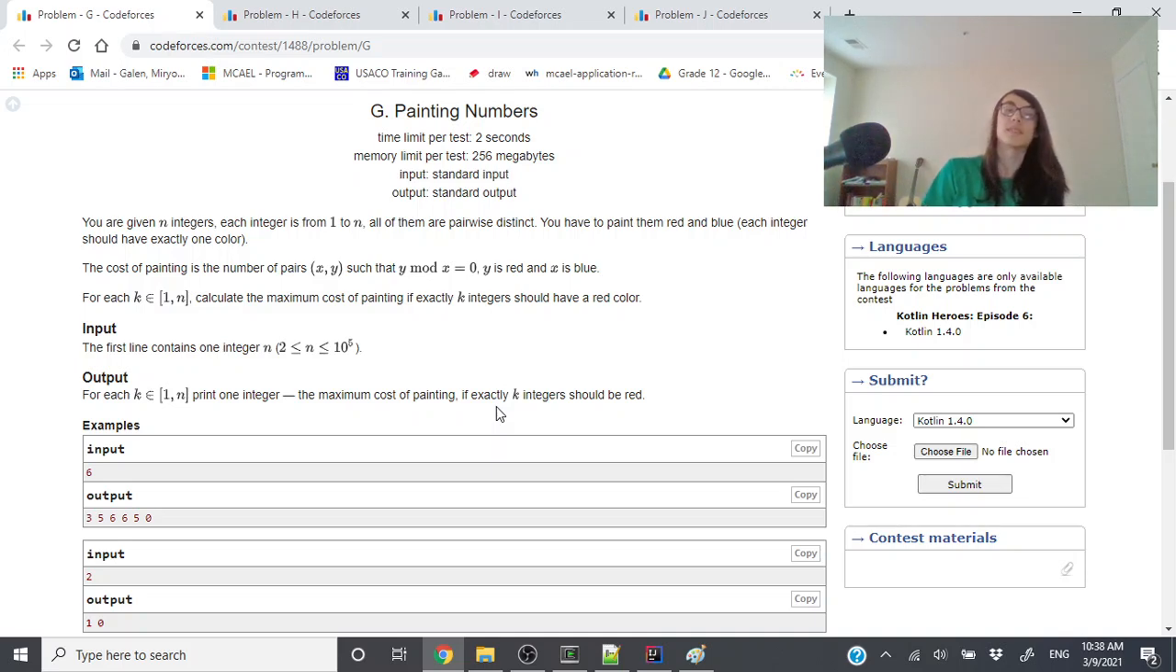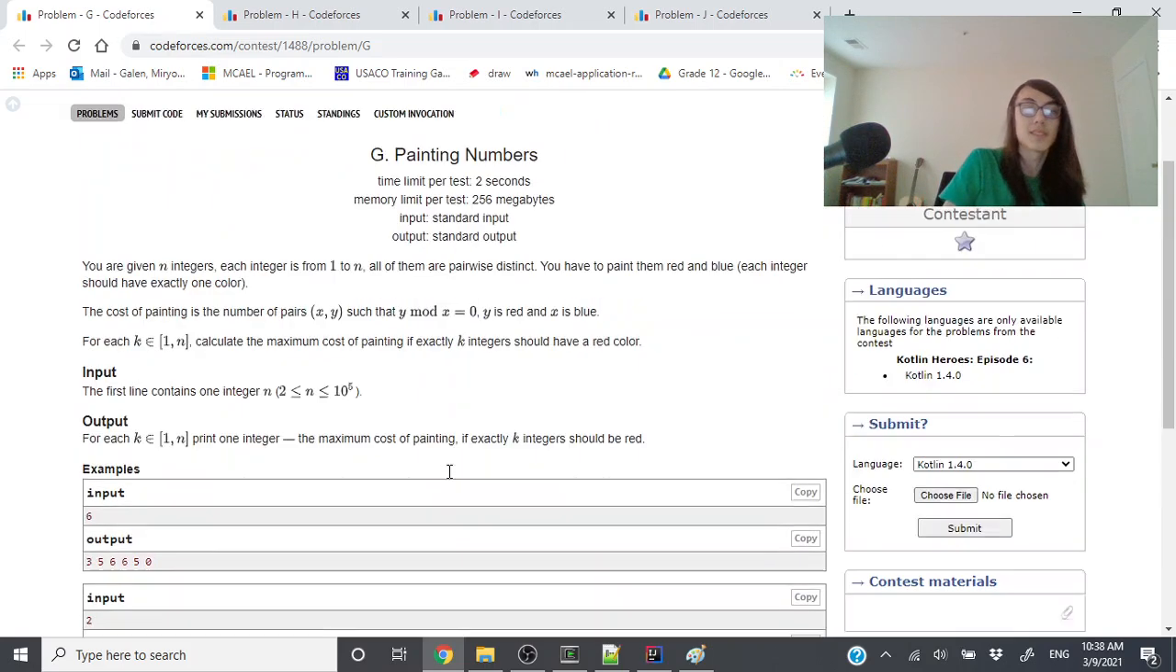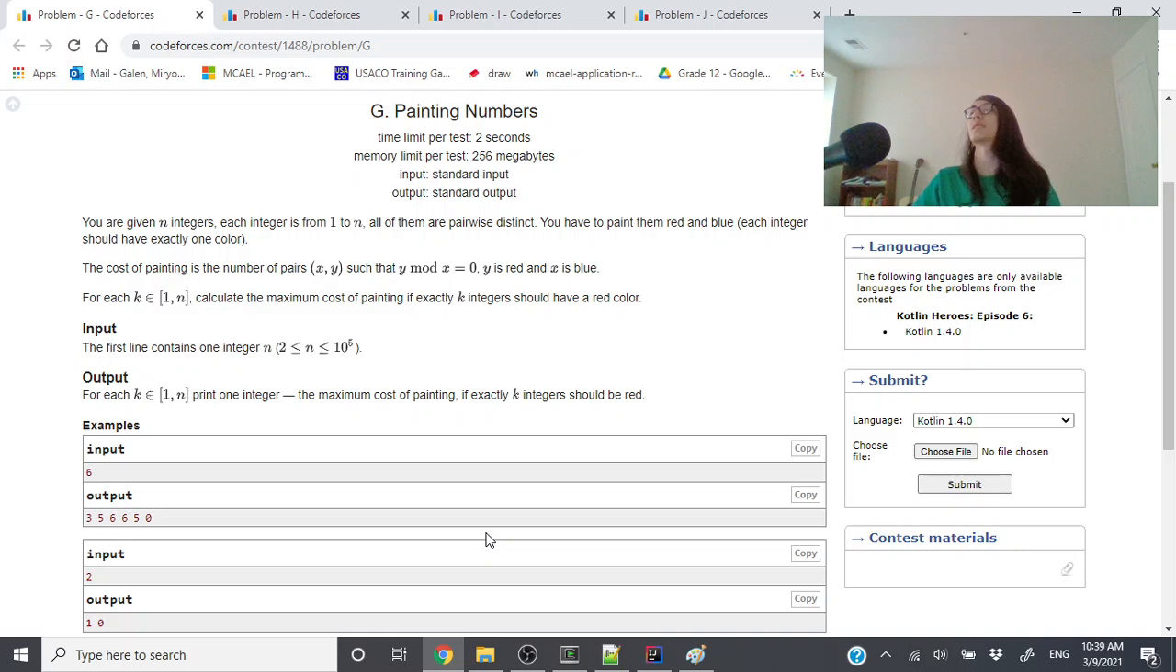So it's the number of its divisors, right? Y mod x is 0, y is red, and x is blue. Don't think I understand. Why don't we just paint the smallest ones red? Do they have sample explanations? They don't. Oh, maximum. Okay, okay. Maximum. I see.